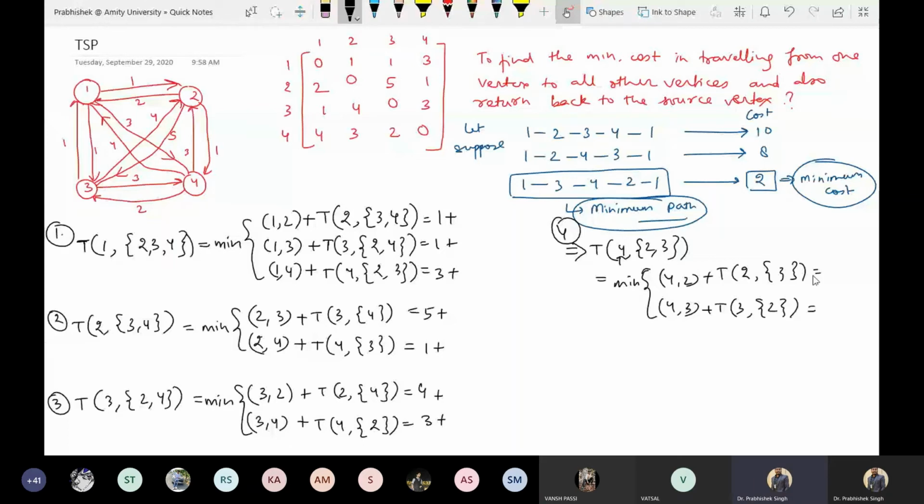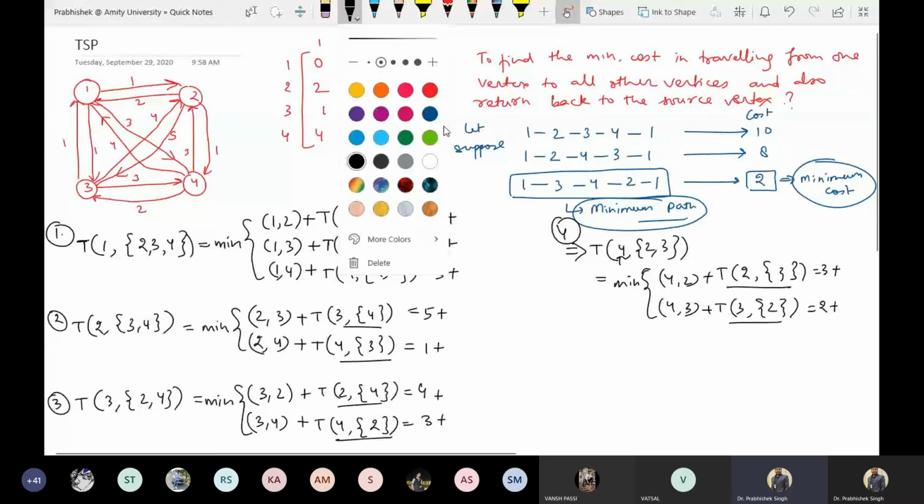So what is 4 to 2? 4 to 2 is 3 plus. What is 4 to 3? It is 2 plus. But again, we don't know these terms. So we have to calculate these terms also. How to calculate these terms? Let's understand this problem.